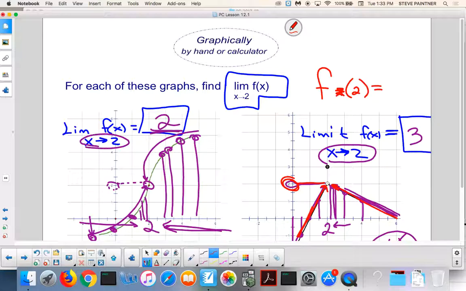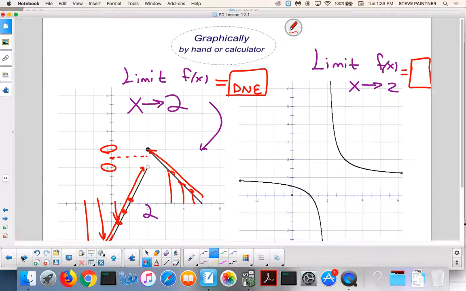If I said that, f of 2, what's the answer? You look at 2, you go up, you go, oh, that's not the answer. That's the answer, 3. I'm not asking you f of 2, I'm asking you the limit of your function. And the limit is a number you're approaching. It's not the number you're going to get. Okay, how about this one?